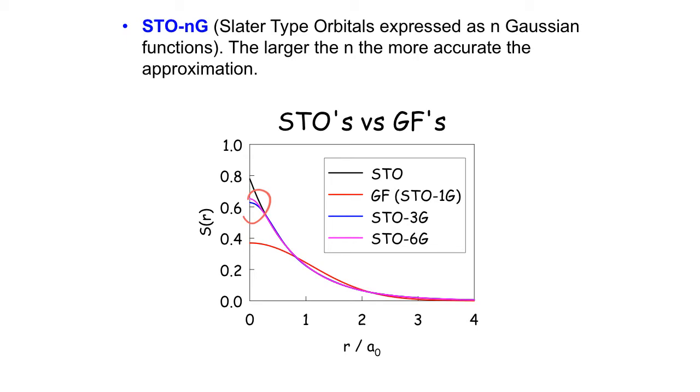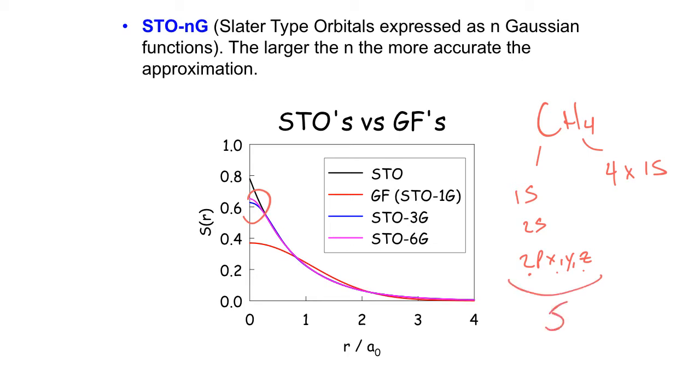Okay, so STO-3G, STO-6G. If we're doing this on CH4, what this would mean is you would say, for each orbital in the calculation, the minimal orbitals I need are for carbon 1s, 2s, 2p x, y, and z, the full 2p set. And then for each hydrogen, I need a 1s orbital, so 4 of them. So I need 1, 2, 3, 4, 5 for carbon, and then 4 orbitals for hydrogen. So I need 9 orbitals.